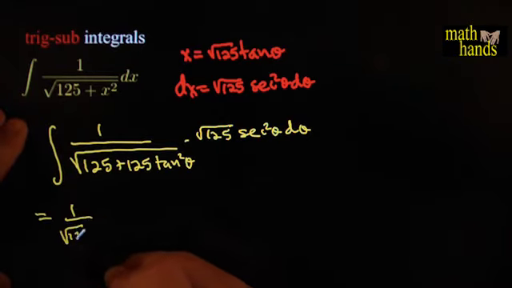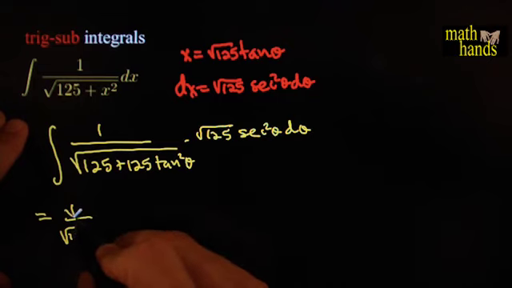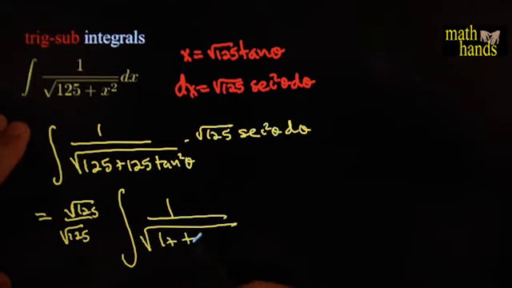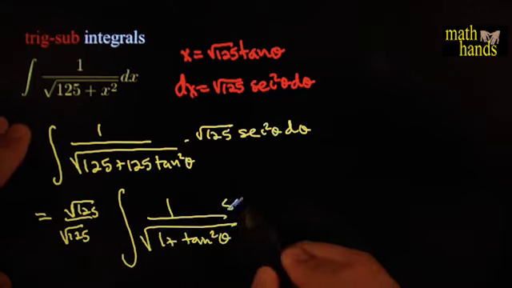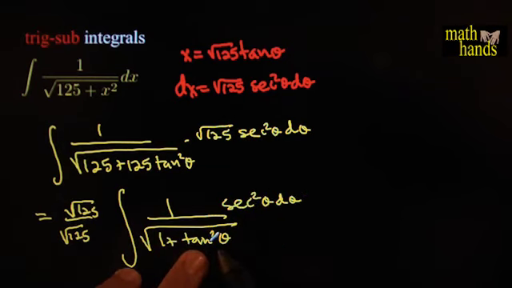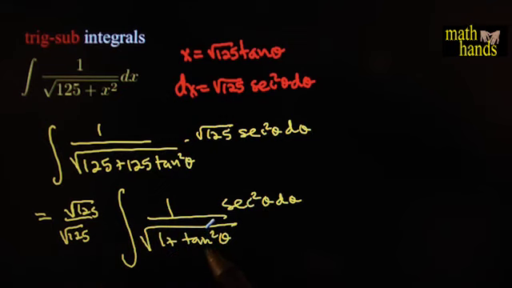Square root of 125. I've got another one over there, square root of 125. And this will give me 1 over the square root of 1 plus tangent square theta, secant square theta d theta. And here it is. I told you, 1 plus tangent square. What can you exchange that for? You can exchange that for, of course, a secant square.